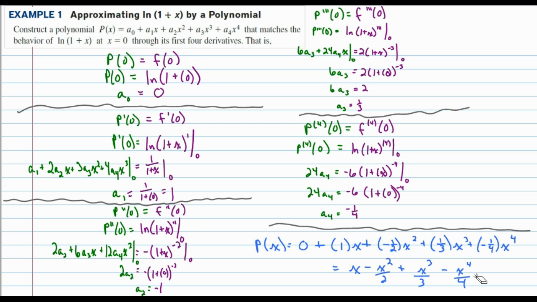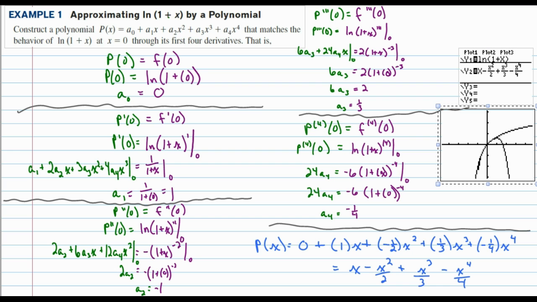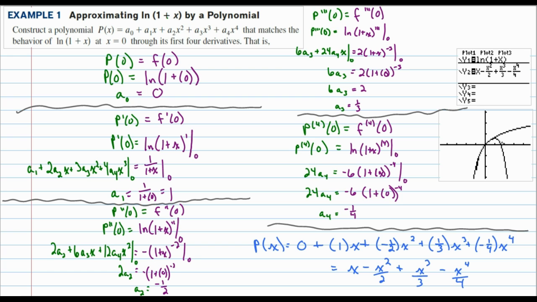Well, this polynomial is an approximation for the natural log of 1 plus x. So let's see that. I'm going to put in y1, the natural log of 1 plus x, and in y2, the 4-term polynomial, and you can see there's this nice approximation, not everywhere, but around 0 especially. It starts, you can see, to get a little bit different here, very different over here. That will have to do with the interval of convergence, -1 to 1.